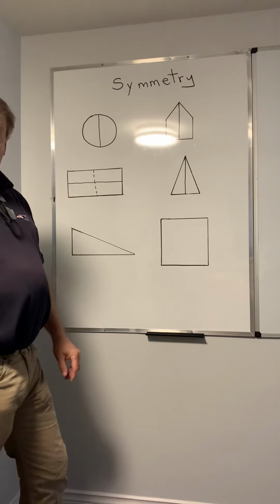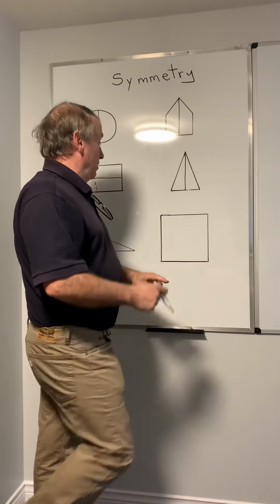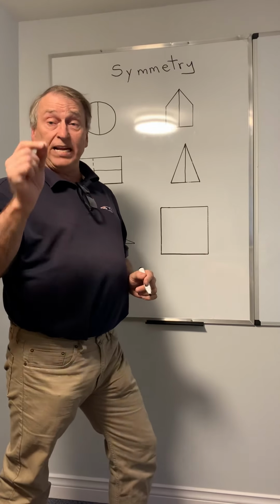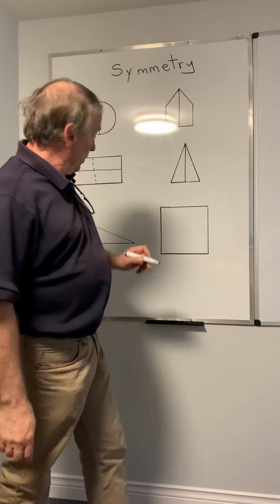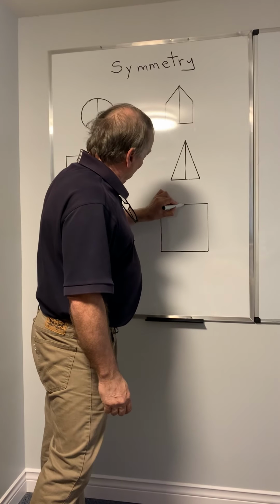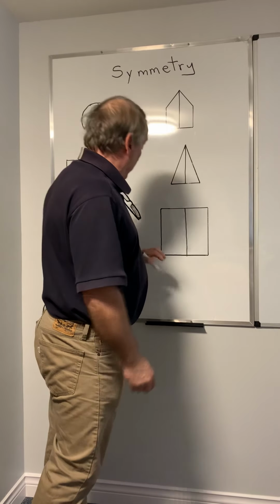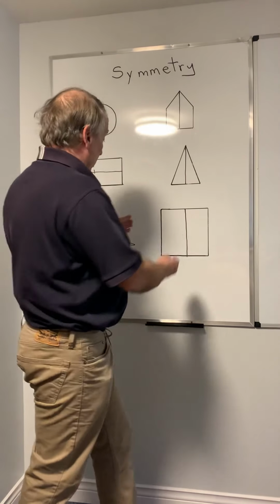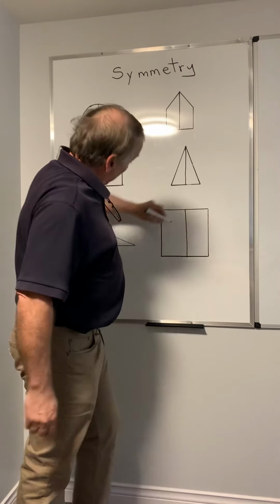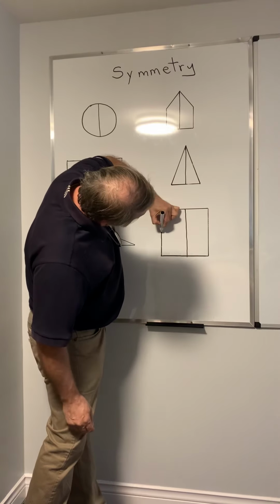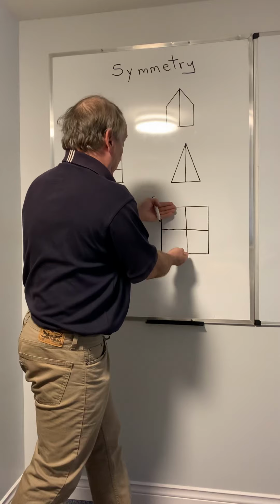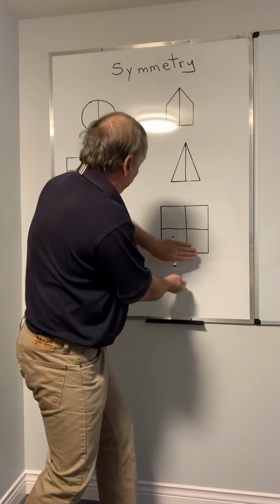But now we'll look at a square. A square has many lines of symmetry. We can have one through the middle this way. If I fold this way, it's going to be equal. It's going to be a mirror image. I can go across the middle this way, and that would make a mirror image top to bottom.